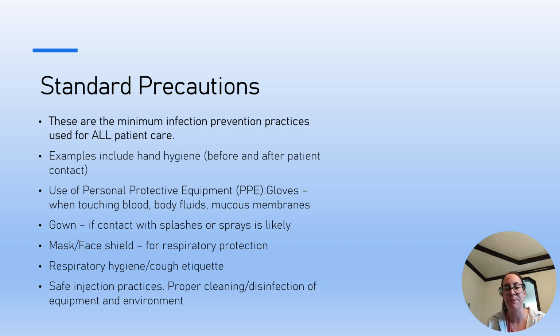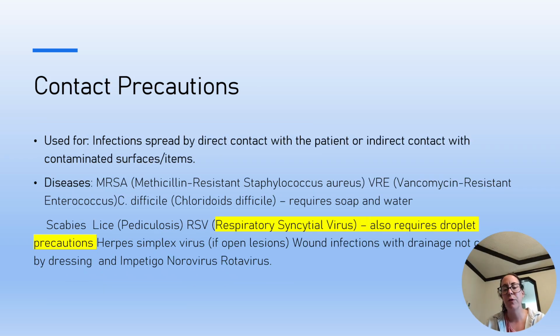new patient in. So the first one up is contact precautions, and that is an infection that is spread by direct contact with patient or indirect contact by the patient's belongings. Diseases could include MRSA, VRE, C. diff. And remember that C. diff requires us to wash our hands. Hand sanitizer will not kill the spores.